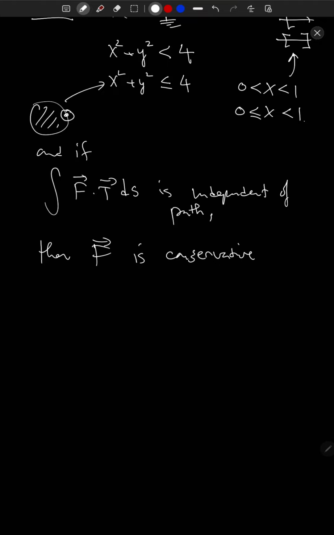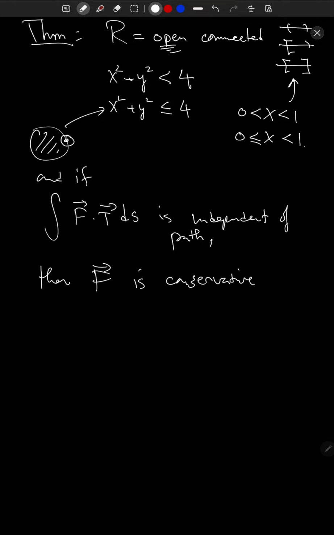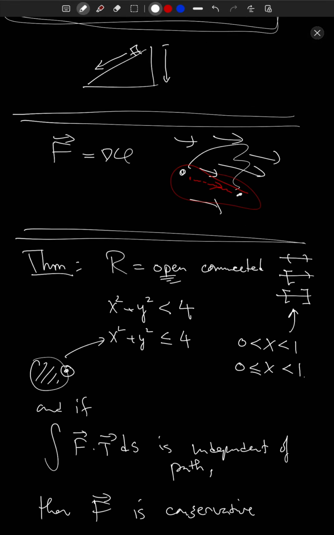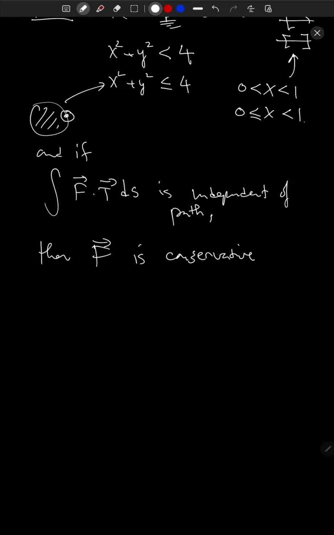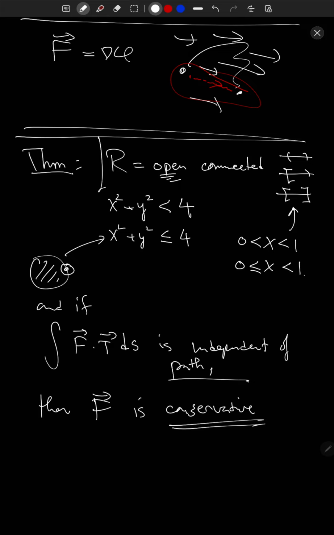Okay. So this kind of fills in the opposite direction of the statement upstairs, which said if you're conservative, then you're path independent. Now we know if you're path independent, then you're conservative under this condition that we're interested only in our open connected region.